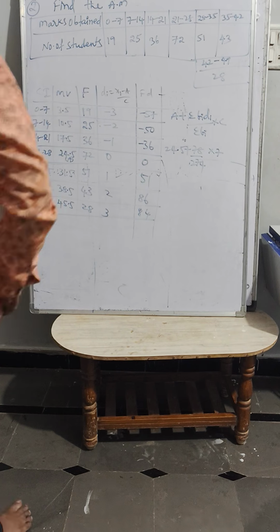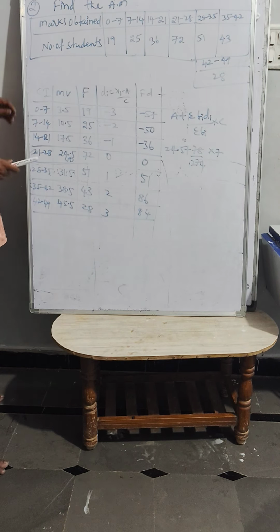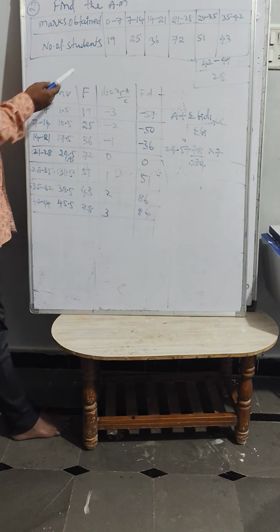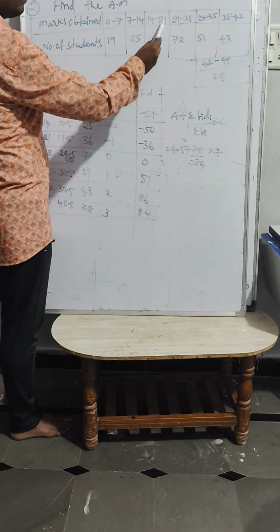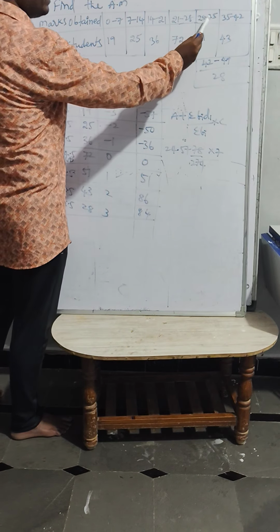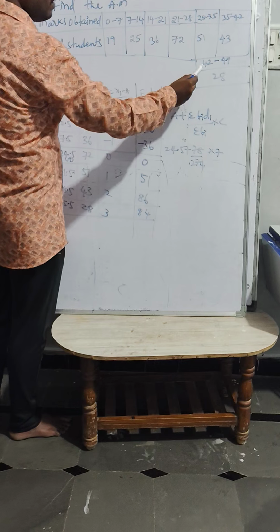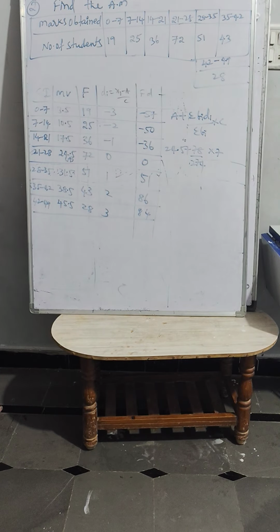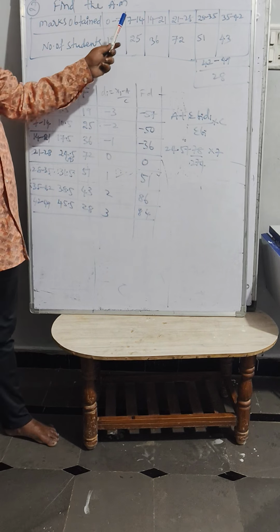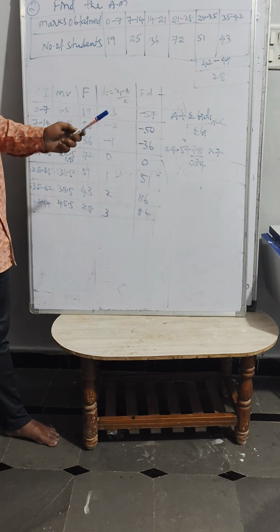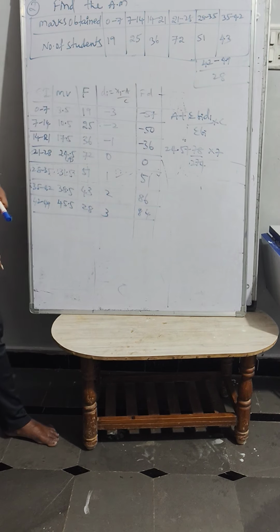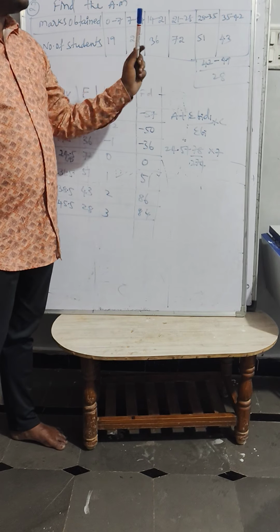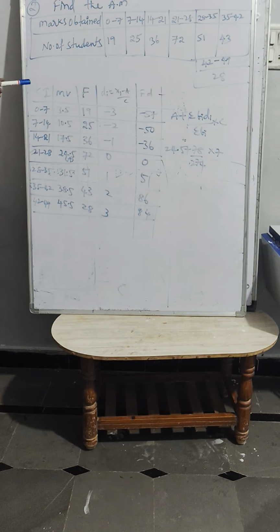See children, find the arithmetic mean. Marks obtained: 0 to 7, 7 to 14, 14 to 21, 21 to 28, 28 to 35, 35 to 42, 42 to 49. These are the class intervals. In 0 to 7, 19 members came; 7 to 14, 25 members came; 14 to 21, 36 members came; 21 to 28, 72 members came, like that. See, the class interval is given, then the frequency, meaning the number of students, is given.